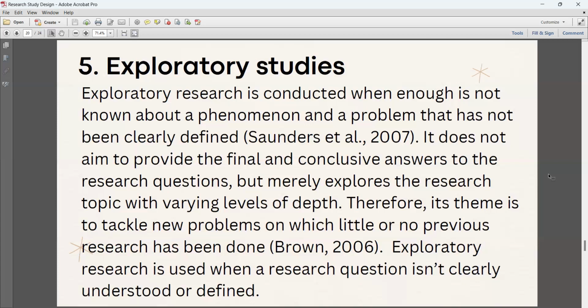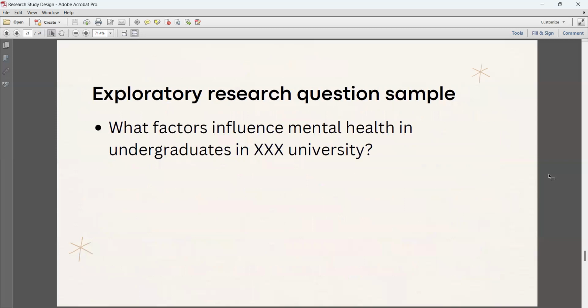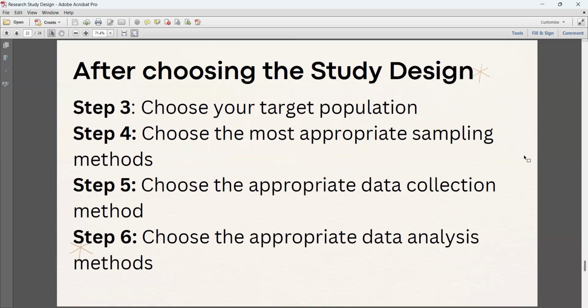So in other words, when we don't clearly understand our research question. An example of an exploratory research question, for instance: what factors influence mental health in undergraduates in a particular university? For instance, University X. Maybe this is something that has not been done, so we want to know in detail.